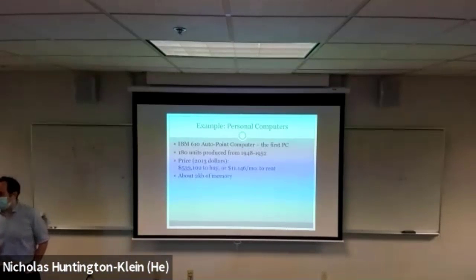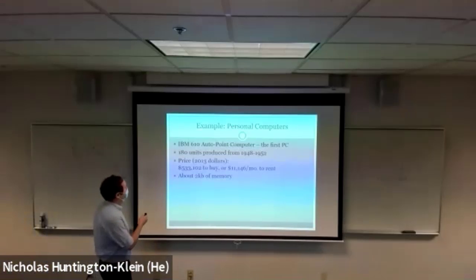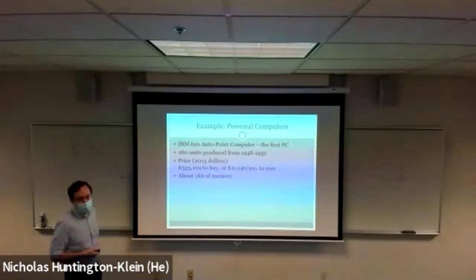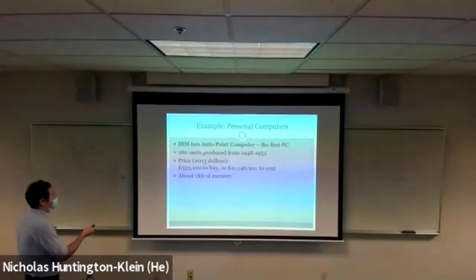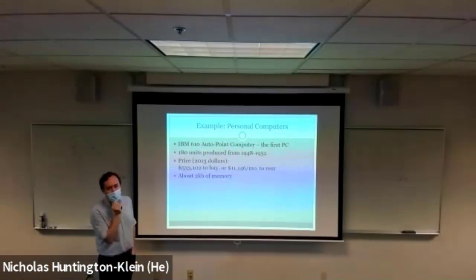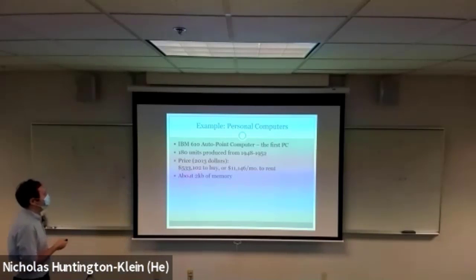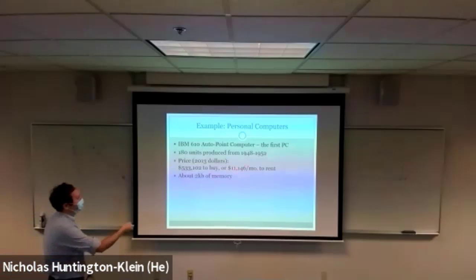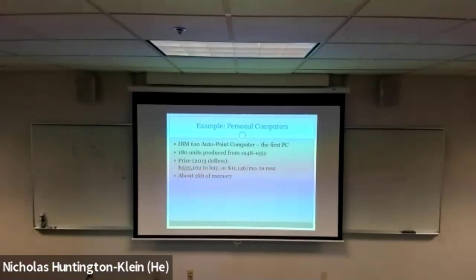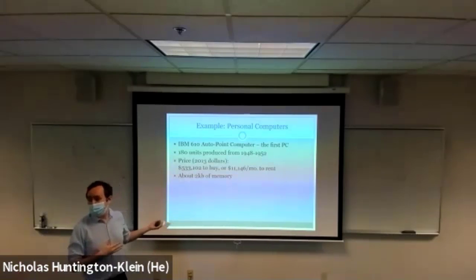All right, let's take an example. Let's work through an example of a real world change. Let's talk about computers. So I'm going to talk about the first personal computer ever. So from 1948 to 1952, they made 180 of them, the IBM 610 Auto-Point computer. It cost in 2013 about $500,000 to buy for one computer, or you can rent it for only $11,000 a month. Very first personal computer had about 2 kilobytes of memory, which, I doubt seriously that any of you have ever owned any computation device that has less than that.